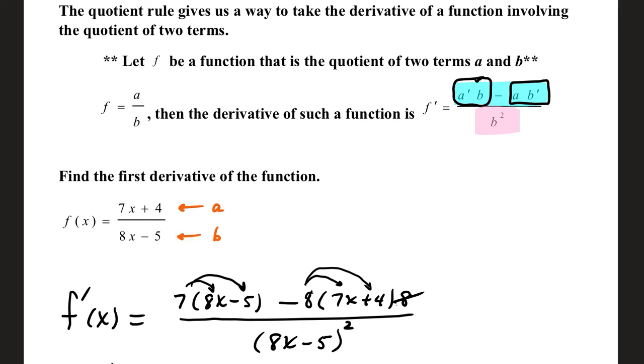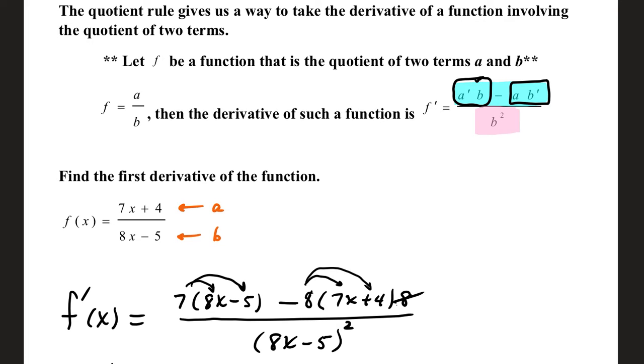The quotient rule gives us a way to take the derivative of a function involving the quotient of two groups of terms. Sometimes it could be a singular term. Let f be a function that's a quotient of two terms a and b. And when we talk about that, we're going to have a numerator and a denominator. And those numerators and denominators can have a single term, or they can be groups of terms. But we have a recipe for taking the derivative, and it's called quotient rule.